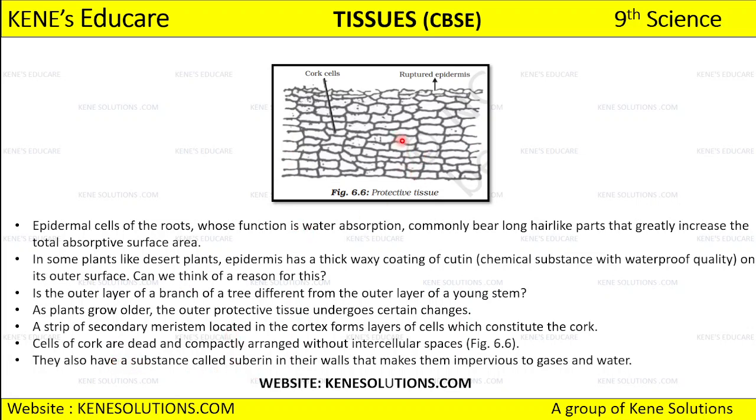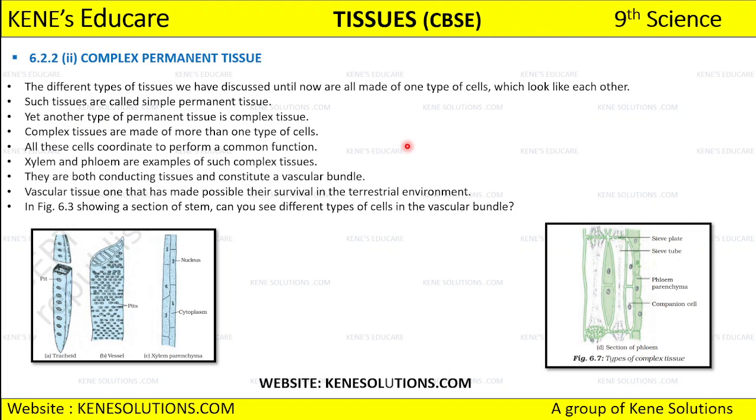What happens here? They have a substance called suberin which is present in their wall, and that suberin makes them impervious to gases as well as water. So what does this suberin do? It makes this protective tissue impervious to gas as well as water.